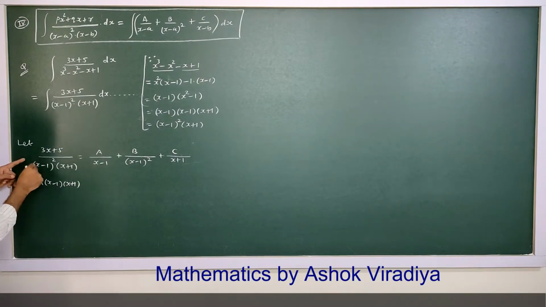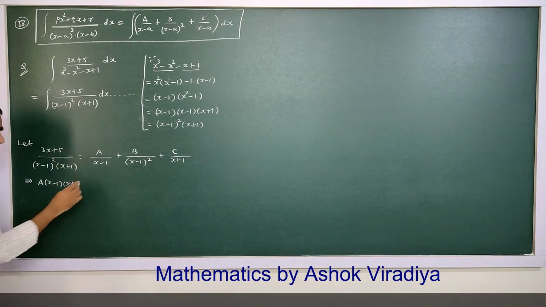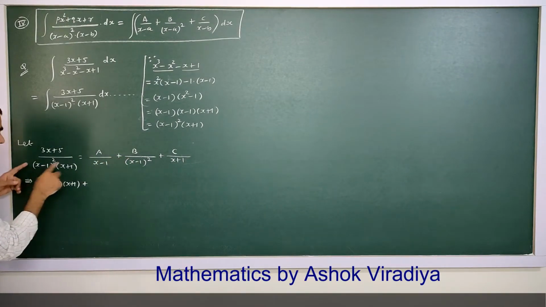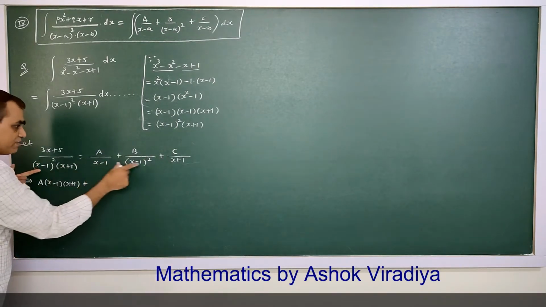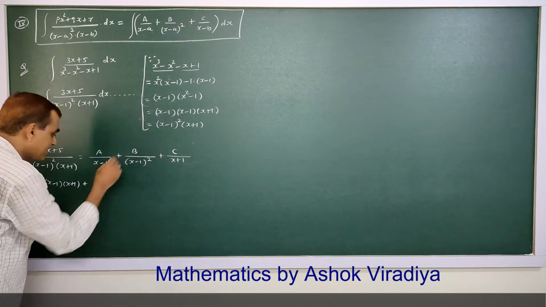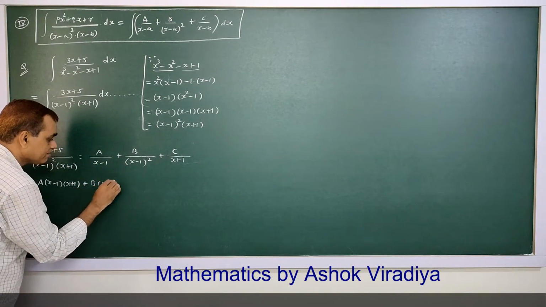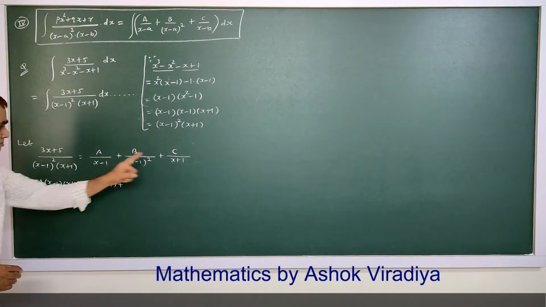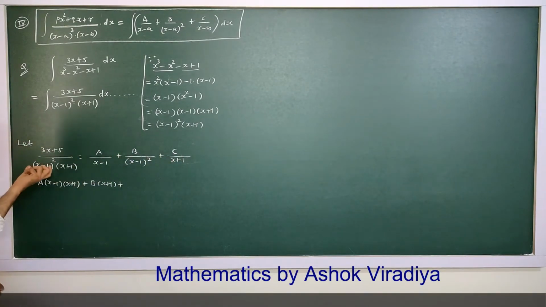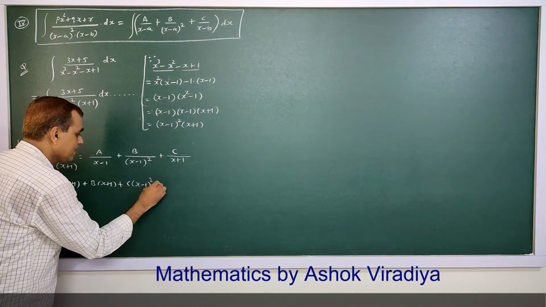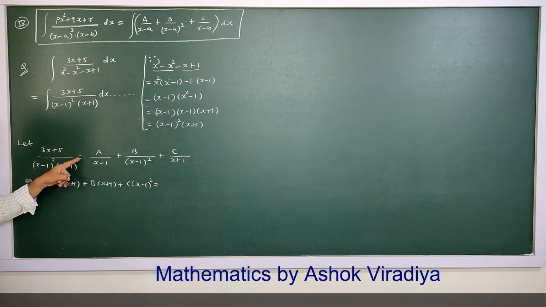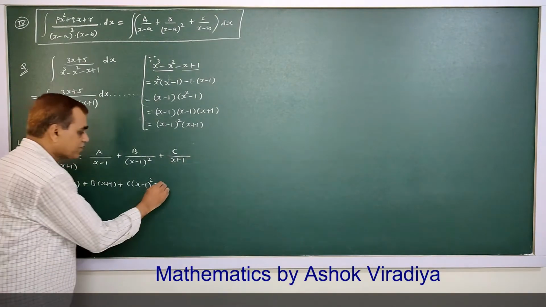In short, divide the LCM by x minus 1. What is left? Multiply by a, plus divide this LCM by x minus 1 whole square. Dividing this by x minus 1 whole square, x plus 1 is left, multiply with x plus 1. Divide the LCM by x plus 1. What is left? This is left, multiplied with c. It is equal to this number, 3x plus 5.